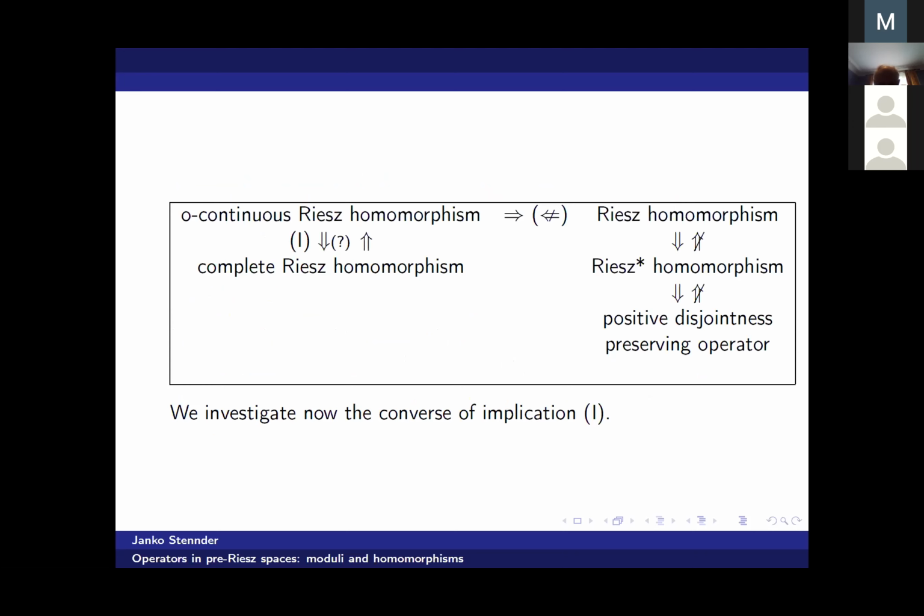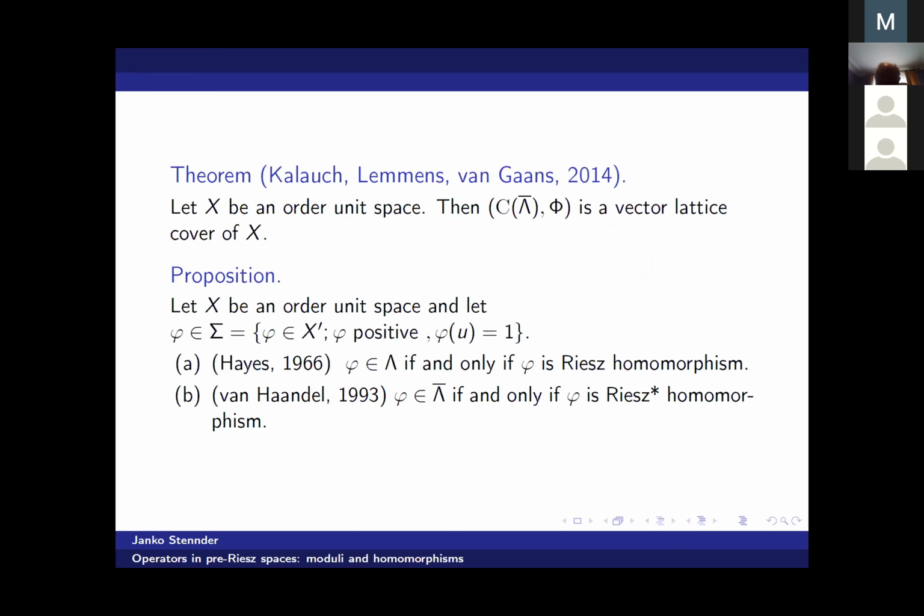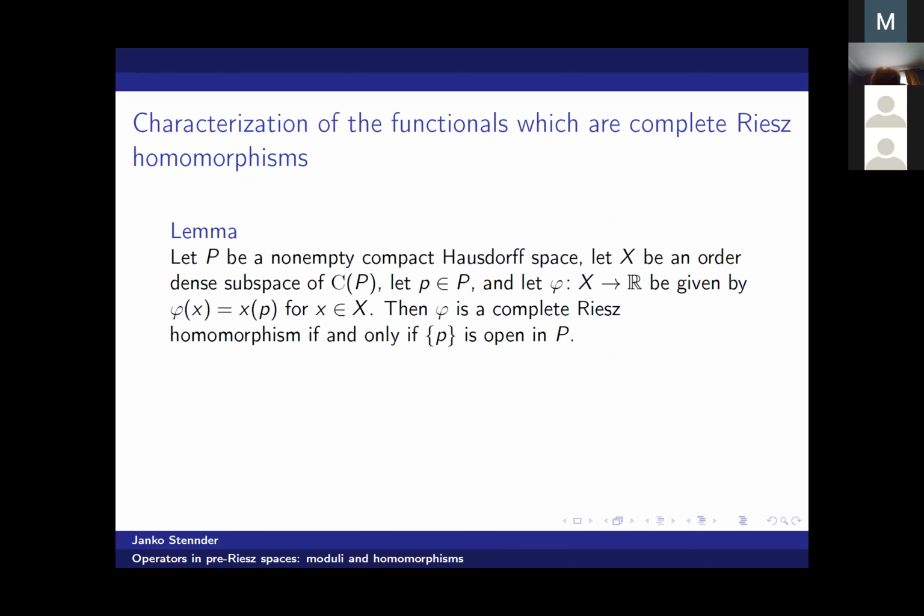So back to our picture. First, I want to investigate whether the converse of implication 1 holds. So, is every order continuous Riesz homomorphism always a complete Riesz homomorphism? Maybe you already had this thought when I showed you this slide. We have a characterization of the Riesz homomorphisms. We have a characterization of Riesz star homomorphisms. So where's the characterization of complete Riesz homomorphisms which are functionals? So that was our first step.